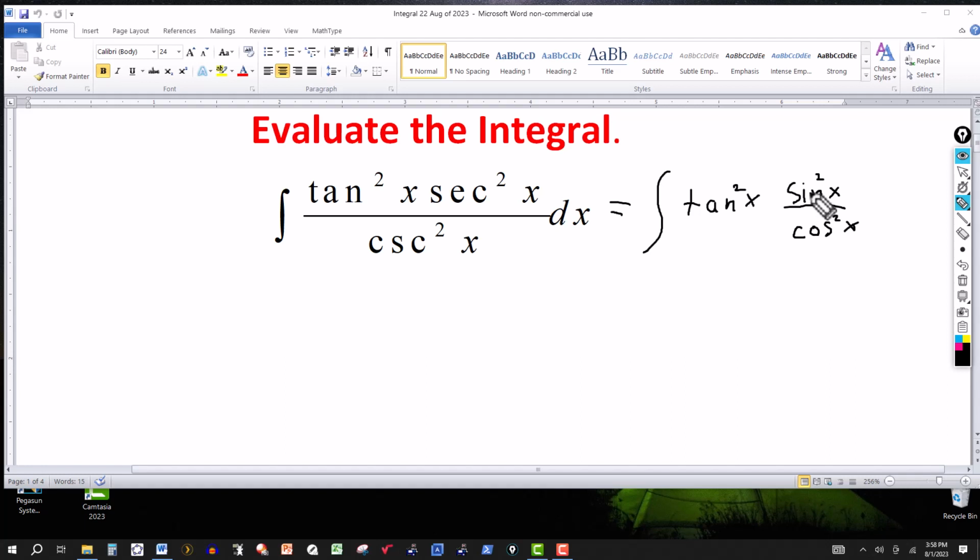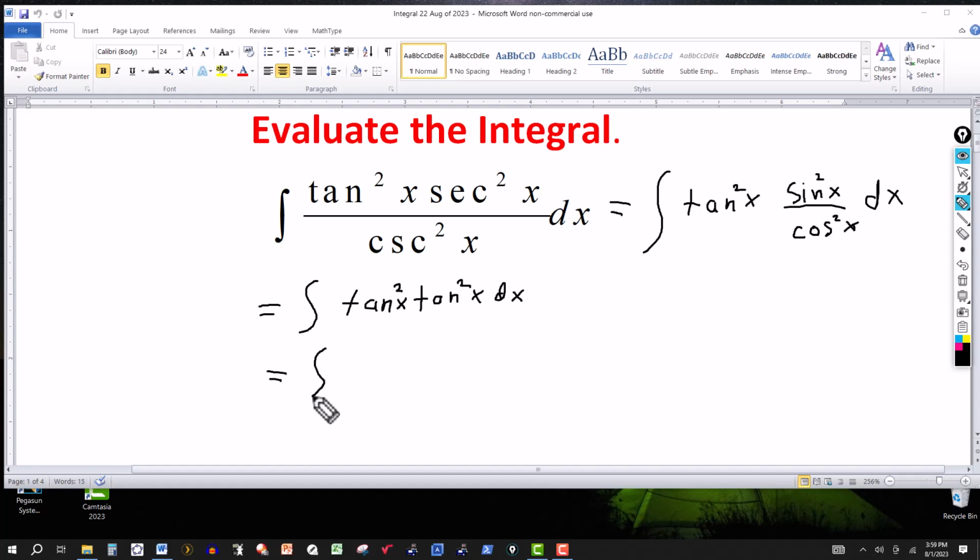So sine squared of x over cosine squared of x, that's just tangent squared. So basically what I have then is tangent squared of x times tangent squared of x. So I can rewrite this as the integral of tangent to the fourth. But I'm going to leave it broken up like this. Instead of tangent to the fourth, I'll leave it tangent squared of x times tangent squared of x.